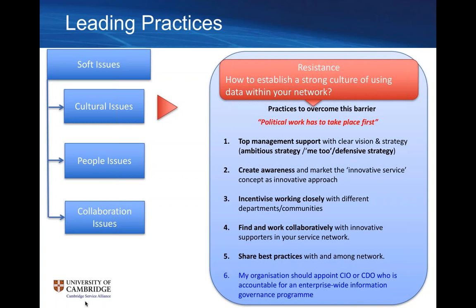There is an element of structure as well, so whether we should appoint a CIO in our organization or data officers who should be accountable for the information governance program. So we found different practices that organizations are trying. This is a list of some of the practices that some organizations managed to use to overcome the resistance specifically. But as I said, it's just an example; every dimension has a huge list of issues and practices, which are listed in these tools.